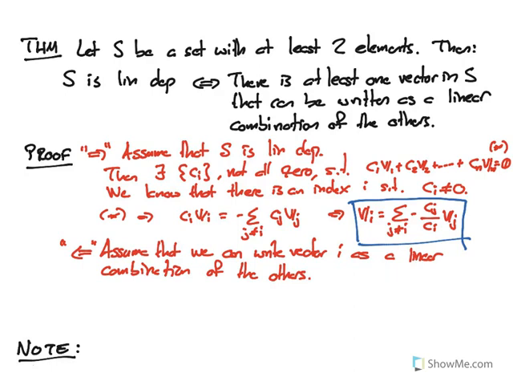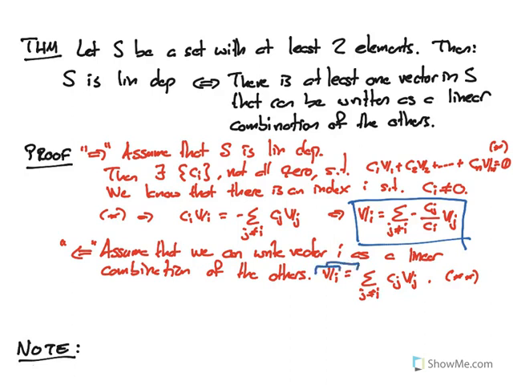So in other words, we assume that we can write Vi as a linear combination of the remaining vectors. Then let's just move Vi over here. That didn't look super clear. Let's use a different color.